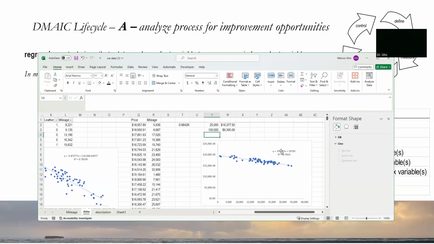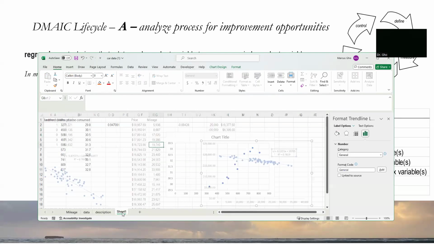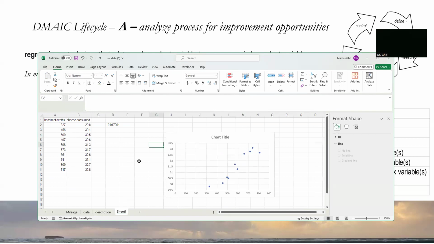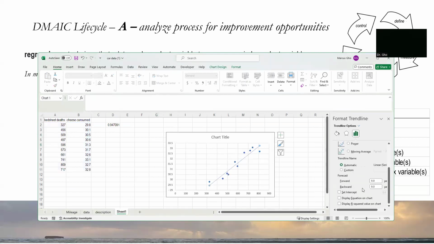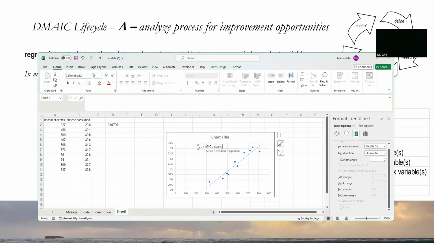But there's a really simple way to add the regression. We can do the same thing with these other things. Like for example, we have bed sheet deaths and cheese consumed. So we're explaining the amount of cheese consumed based off of the bed sheet deaths. We do the same thing. We add a trend line and make it display the equation on the chart. If really we want to predict the number of deaths caused by bed sheets, we want to have that on the y-axis. In that case, you would swap the x and the y variable.